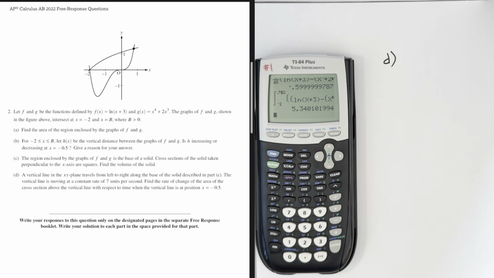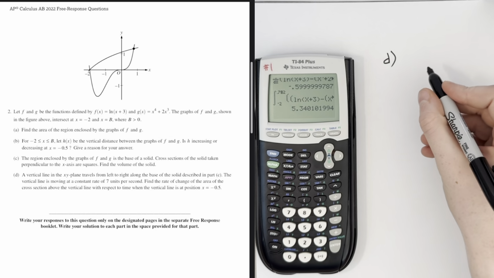It says a vertical line in the xy plane travels from left to right along the base of the solid described in part C. The vertical line is moving at a constant rate of 7 units per second. Find the rate of change of the area of the cross-section above the vertical line with respect to time when the vertical line is at position x equals 0.5. Wow. Okay, so we got a lot going on.